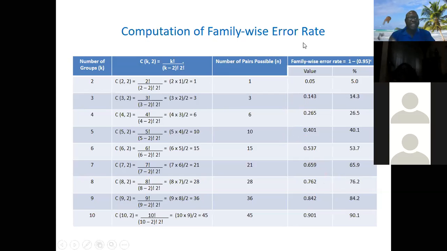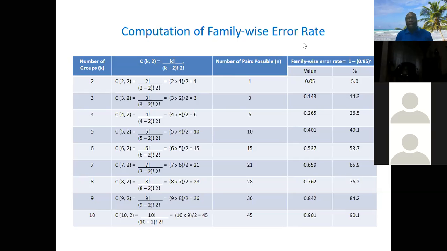It's because of this error rate that you don't carry out multiple t-tests whenever you have more than 2 groups. You rather opt for another test. That was why the intelligent people developed ANOVA.